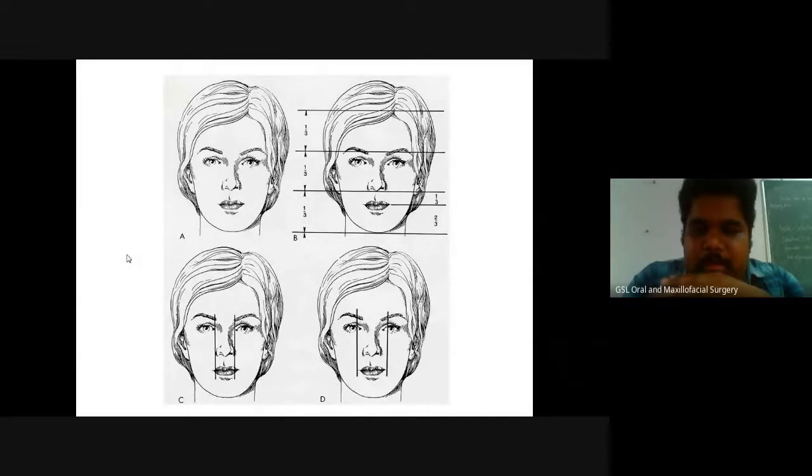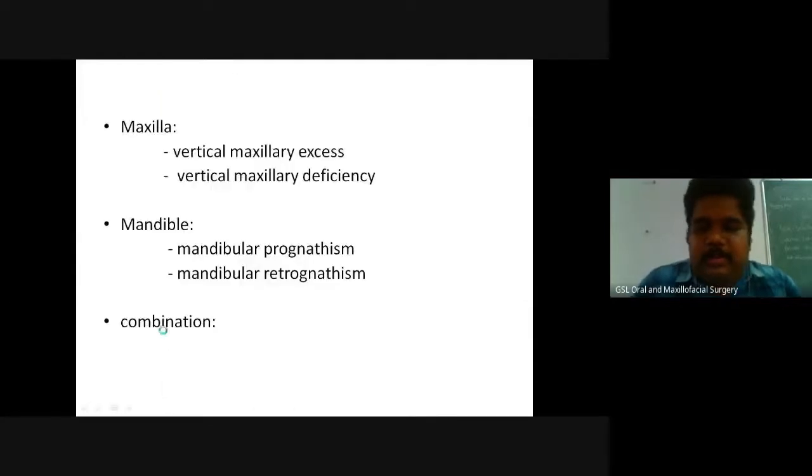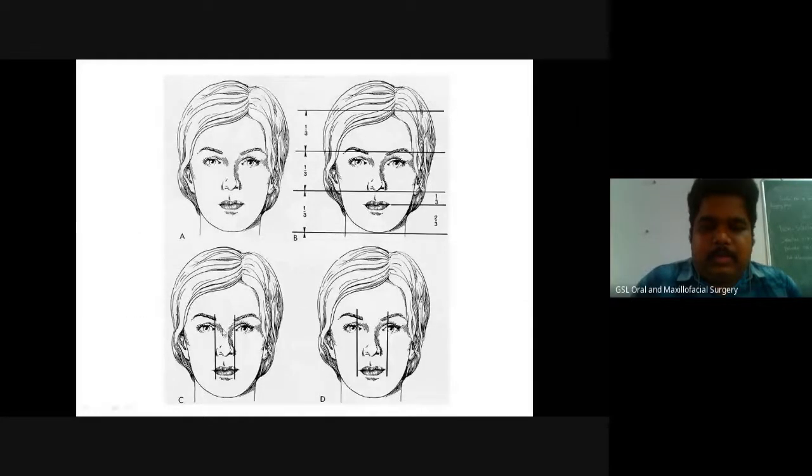Coming to the vertical thirds, the distance between the two medial canthus should be on par with your nasal floor, that is the nares, and should be congruent with the corners of your ear. All these three should lie in the same plane. This is what you need to observe in the patient when you see an orthognathic case. At the same time, the interpupillary distance you also have to measure.